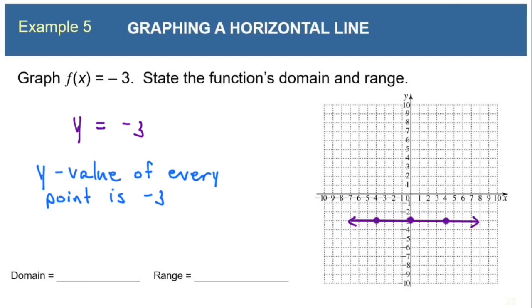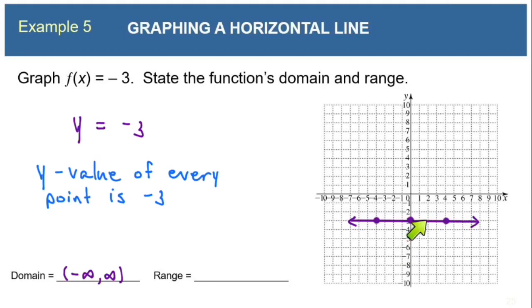And now let's talk about the domain. So the domain of this line is still -infinity to +infinity because the x values extend forever to the left and forever to the right. So that hasn't changed. But the range is no longer -infinity to +infinity because this line only has one y value, and that y value is -3. This line does not extend forever upward and forever downward.